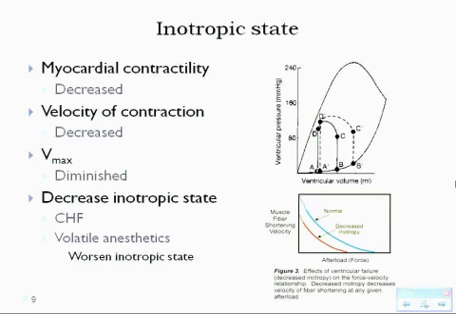Okay, you got the velocity of contraction, which in figure 3 shows the decrease in inotropy because of decrease in muscle fiber shortening velocity. And so you get a Vmax that's diminished, and the decreased inotropic state leads to congestive heart failure, which can be made worse by volatile anesthetics, which actually worsen the inotropic state as well. The volatile anesthetics are myocardial depressants to a certain degree because they do weaken muscle activity. So as a consequence, the inotropic state usually diminishes with most volatile anesthetics.